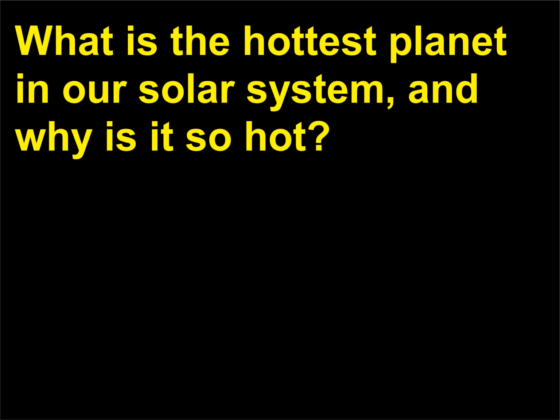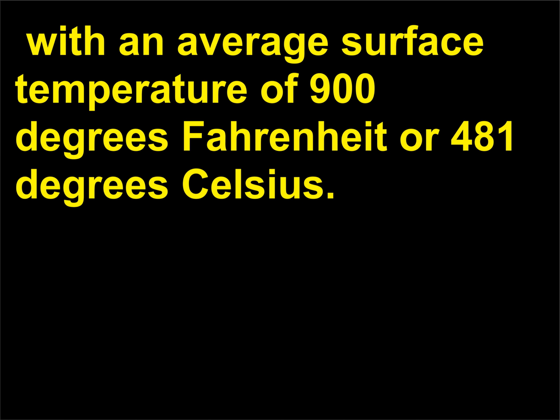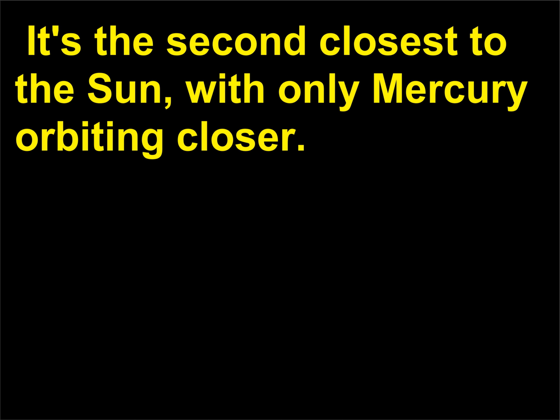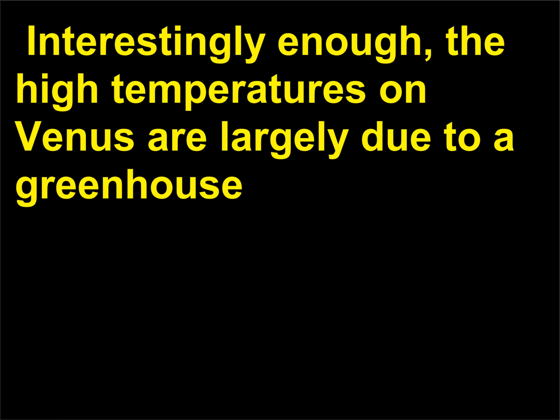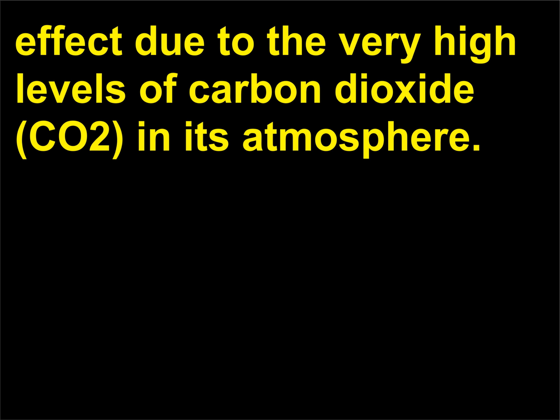What is the hottest planet in our solar system, and why is it so hot? Venus is the hottest planet, with an average surface temperature of 900 degrees Fahrenheit or 481 degrees Celsius. It's the second closest to the Sun, with only Mercury orbiting closer. Interestingly enough, the high temperatures on Venus are largely due to a greenhouse effect due to the very high levels of carbon dioxide, CO2, in its atmosphere.